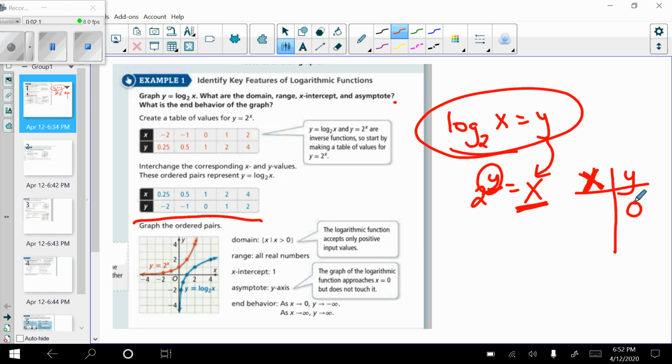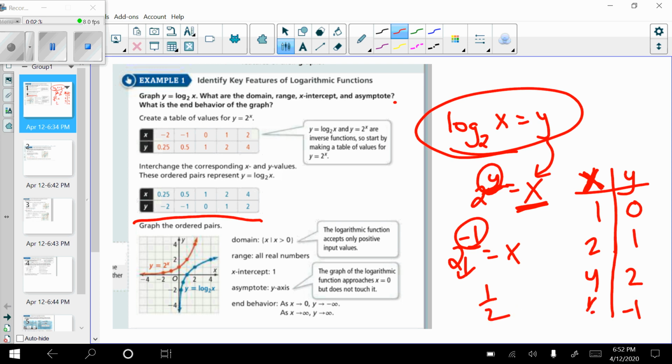So if I put in a 0, anything to the 0 power is 1. If I put in a 1 for y, that would mean 2 to the first power, so x would have to be a 2 to get there. If I put a 2 in, this would be a 4. If I put a negative 1 in, this would be 2 to the negative 1 equals my x. So you kick it down to the bottom, and it turns into a half. So you can hopefully see all these ordered pairs that they're getting.